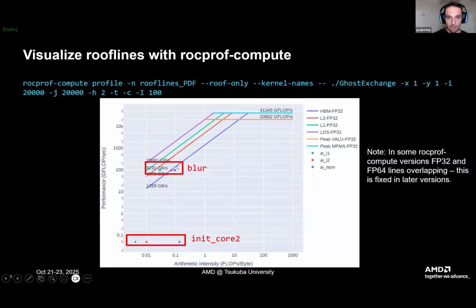And this is with the HIP implementation of the ghost exchange. The init kernel is just one kernel that initialized the solution. The performance is pretty bad there, but it's called only once, so it shouldn't be too big of a deal.